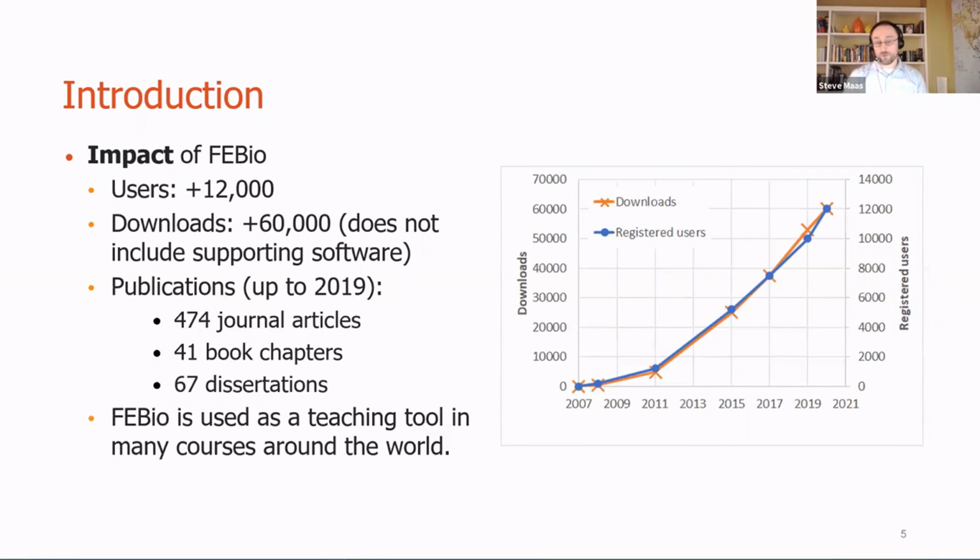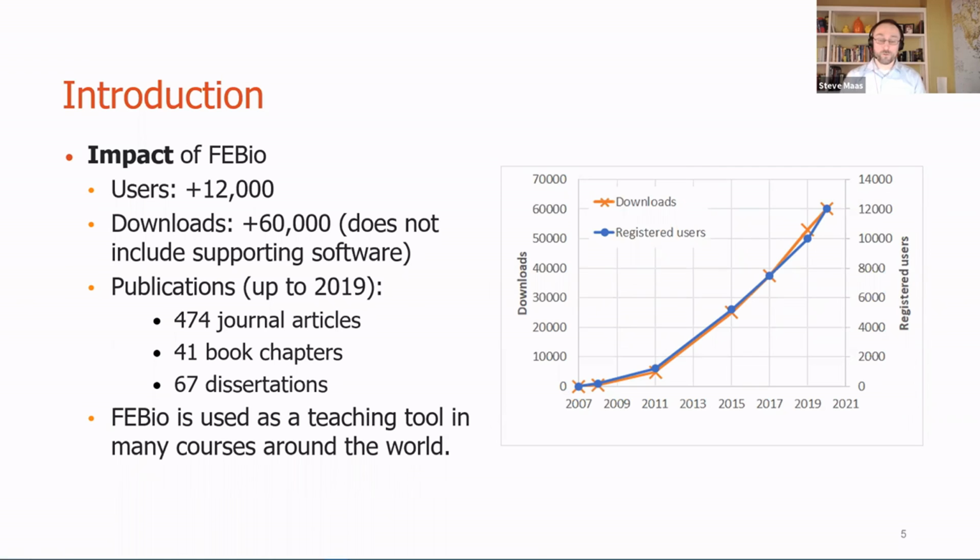So this is all great, but of course, the big question is: is FEBio being used by the community? Over the years, we've tried to keep track of some statistics that give us an indication that FEBio is indeed being used. So we currently have over 12,000 users registered on the FEBio website. There are about 60,000 downloads of the software, and that's just the FEBio software, not including the supporting software. We'll say a little bit more about that in a minute.